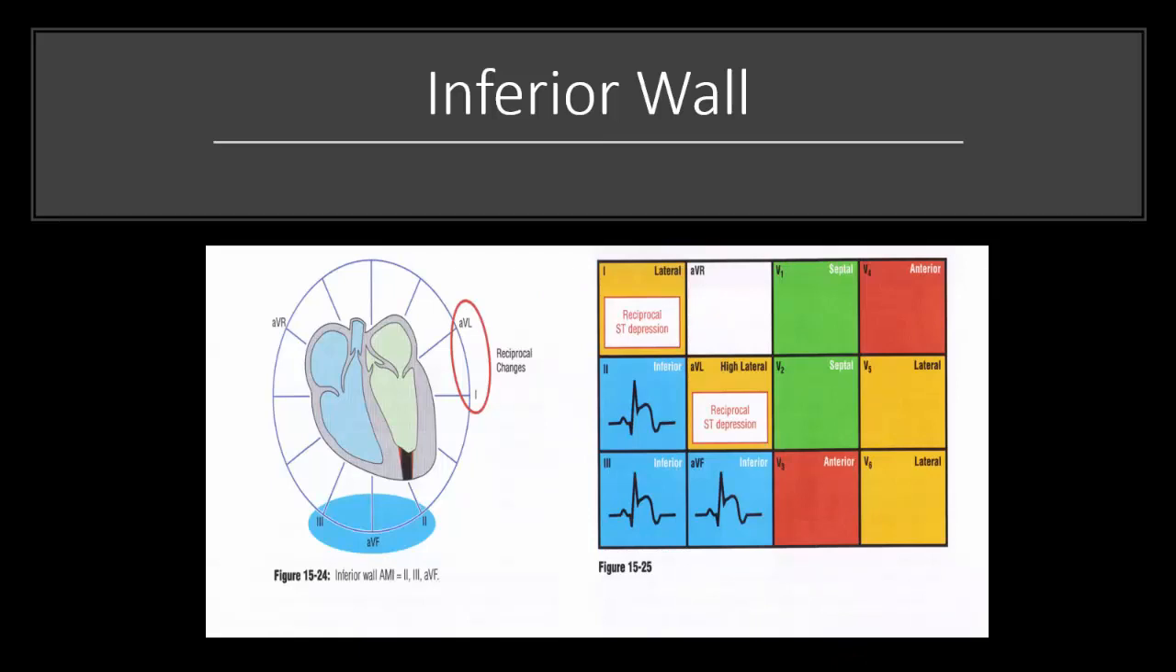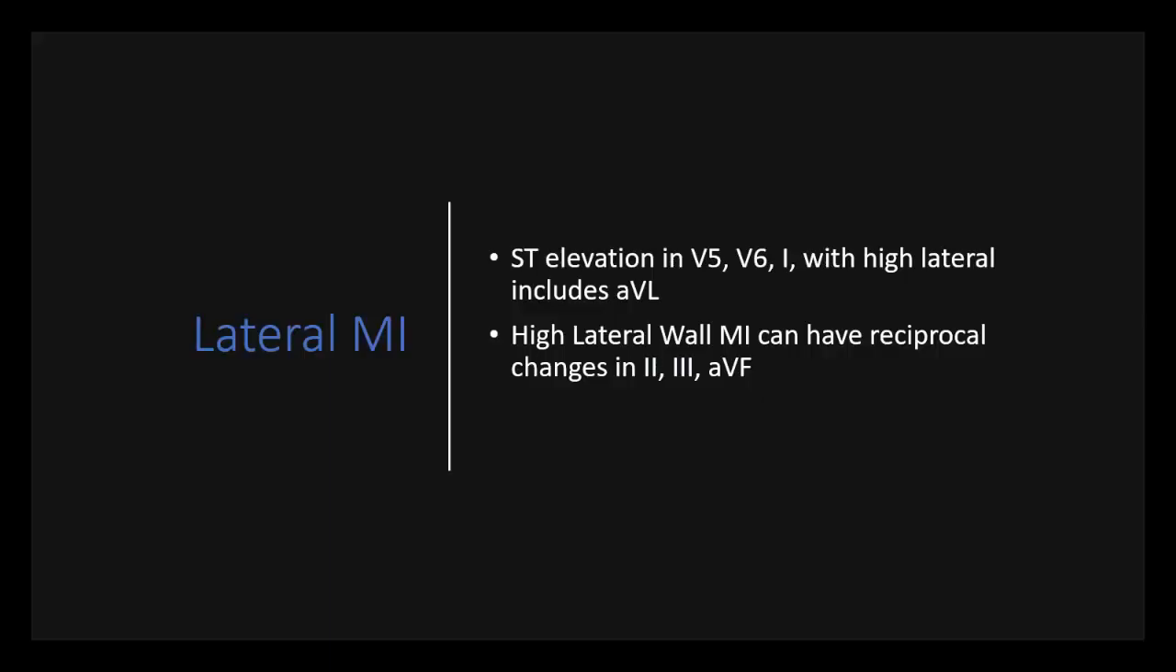So here's another example. So here we still have ST elevation, but we have the beginnings of Q wave formation. And I notice that there should be reciprocal ST depression in leads 1 and AVL. So inferior wall MI 2, 3, AVF with reciprocal changes in leads 1 and AVL. Now we'll move on to lateral wall, and in this situation you'll notice ST elevation in V5, V6, and 1 and AVL if it's high lateral involvement.